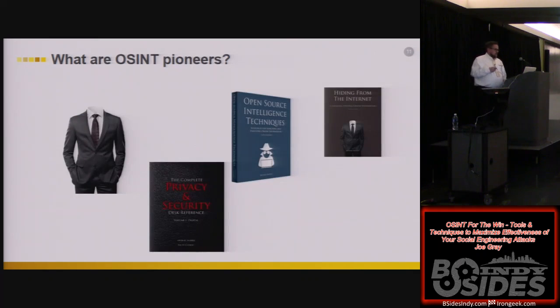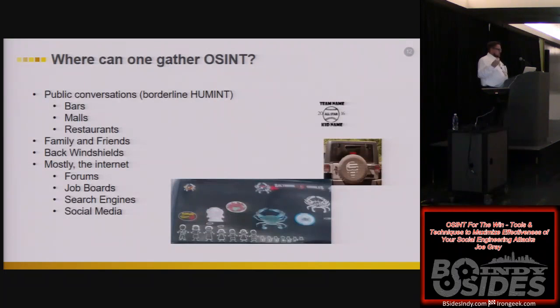OSINT pioneers, there's really only one. And with that, you've got Michael Bazzell. So he's written some books. He's got his own podcast with Justin Carroll, the Complete Privacy and Security Podcast. Volume 2 of that book is coming out, I believe, this year. Open Source Intelligence Techniques, 5th edition just came out. I've heard that's the final rendition. So where can you get it, aside from what we've already mentioned?